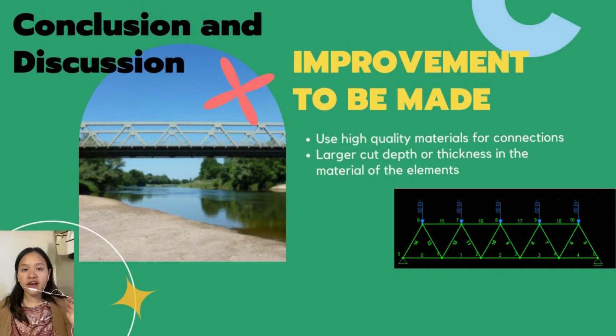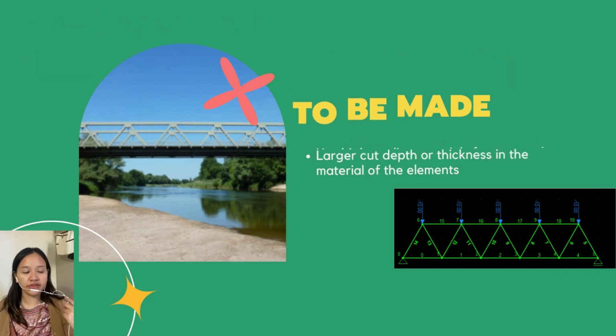Not only that, we have also concluded that our design should have improvement for the future, for example, by using high quality materials for each connection in the members, and also by using larger cut depth or thickness in the material of the elements to increase the bearing ratio and also increase the strength of the design.